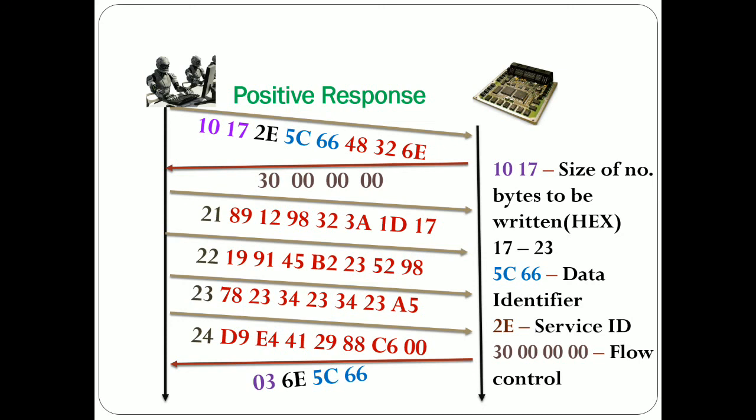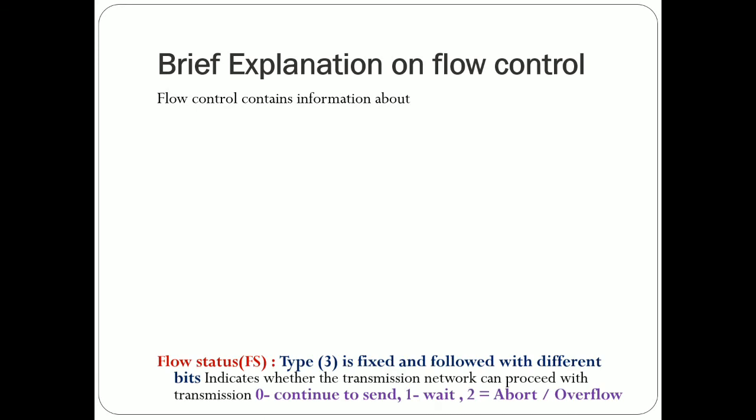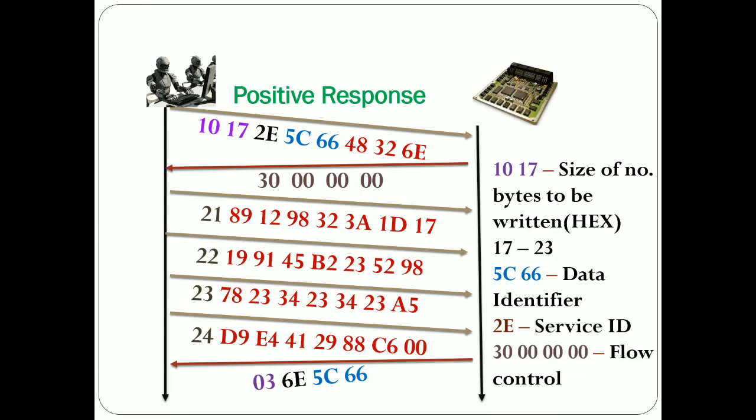So this is what the flow control and the concept of CAN TP I have explained in a very brief manner, so you can understand it in an easier way. Then we'll jump to the explanation of the flow control. Okay, so we have seen the flow control as 30 00 00. So we'll look at this one.